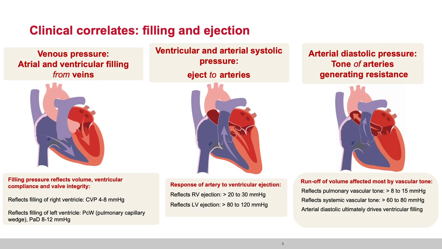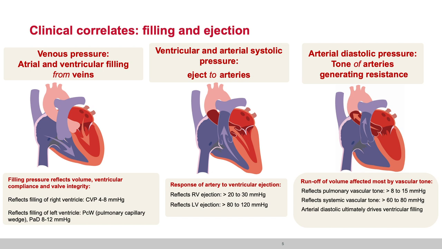Now look at this beautiful comparative analysis, our three columns. Venous pressure, measured either in the atria or the ventricle, looking at the volume that moves from the veins ultimately into the ventricle. Filling pressure reflects volume, ventricular compliance, and valvular integrity. Fabulous methodology. And it looks at the filling of the right ventricle through the pressure column known as the CVP, which is normally 4 to 8 millimeters of mercury.